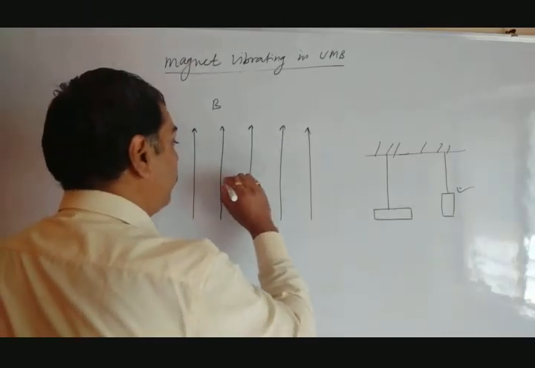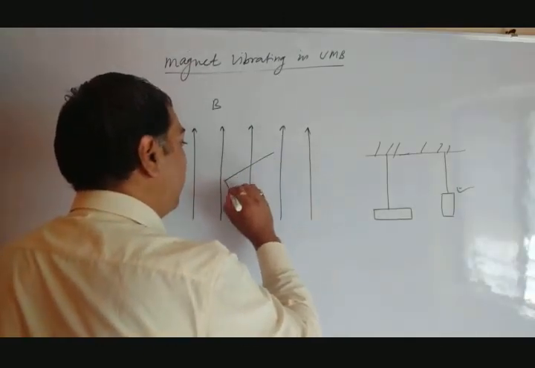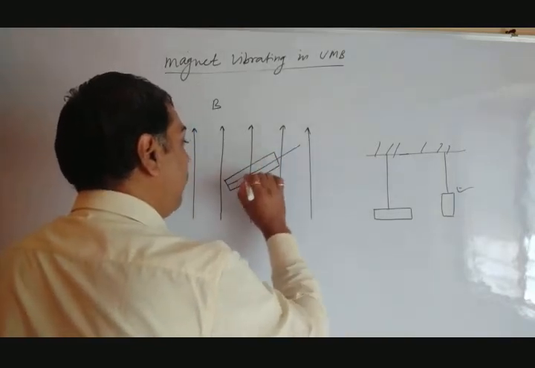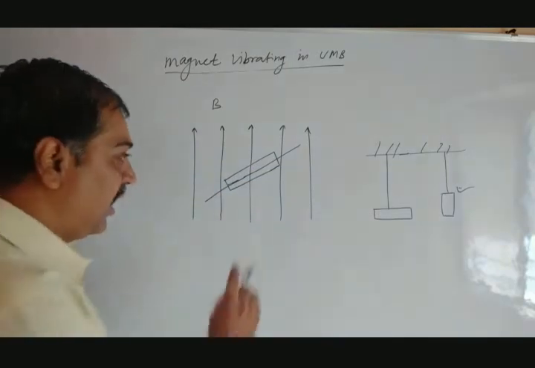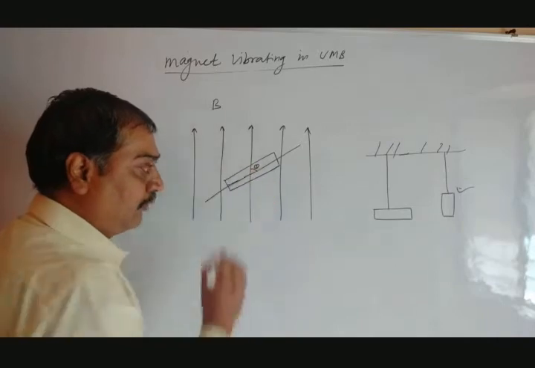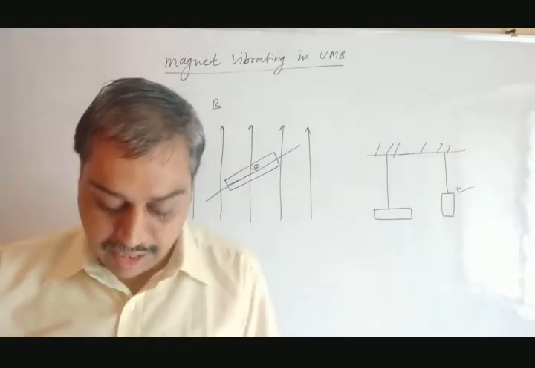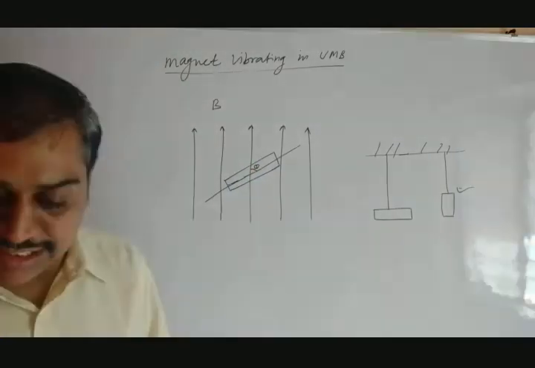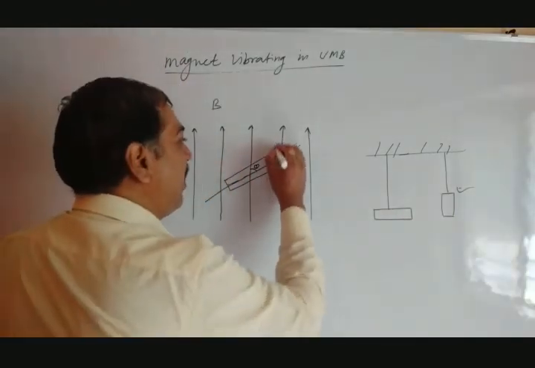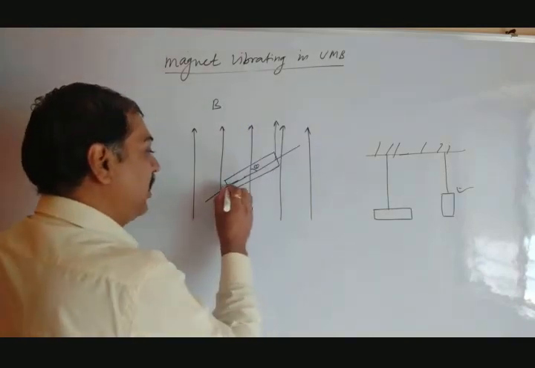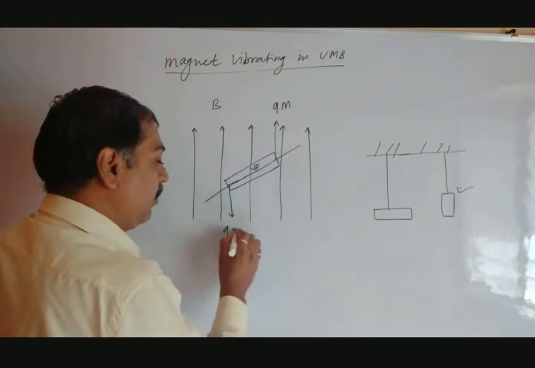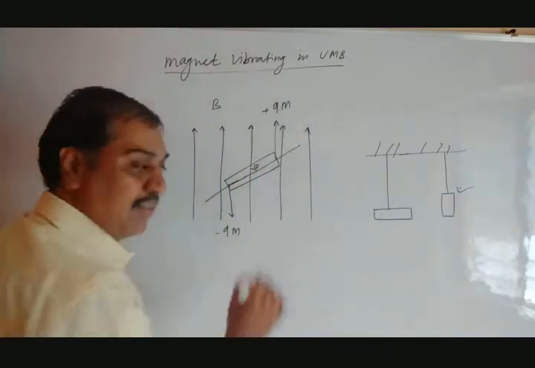Suppose this is the bar magnet, represented like this. Suppose this is the position, this is the axis of the bar magnet, initially it is like this. Now it will make an angle of theta with its original position. Already we have learned this part. It can be represented here by a magnetic pole strength in the upward direction and in the downward direction, Q into M, plus and minus.